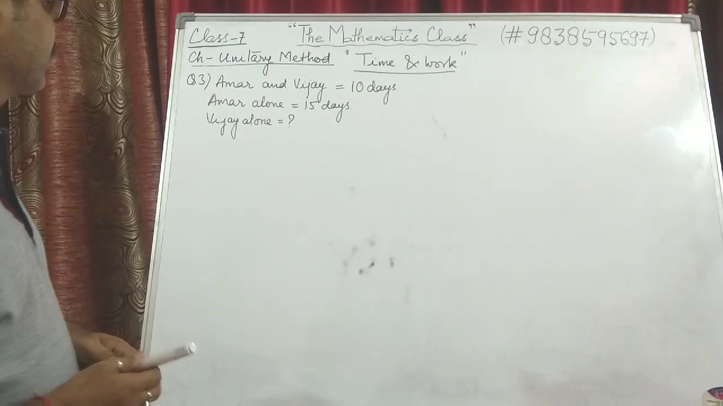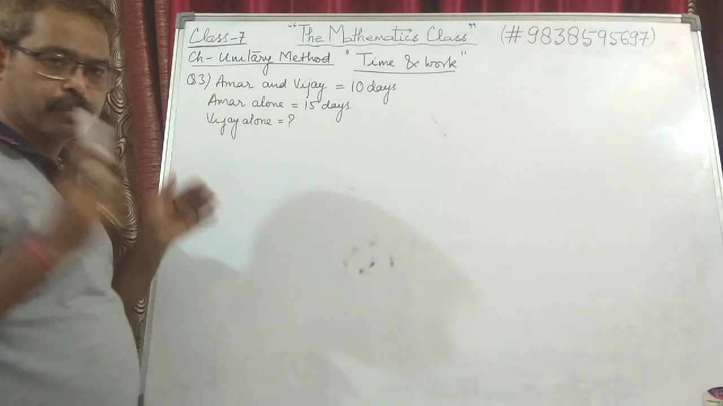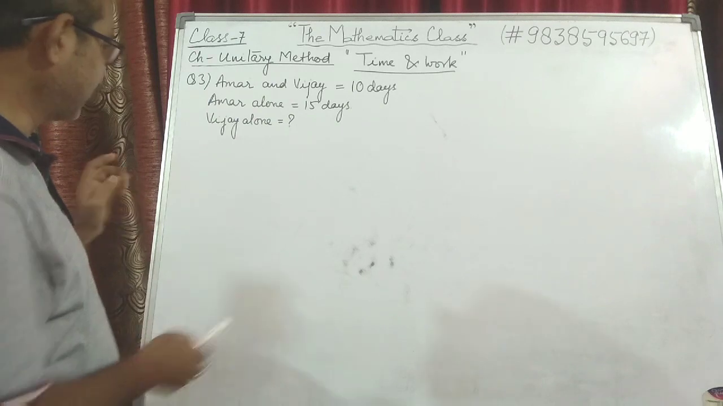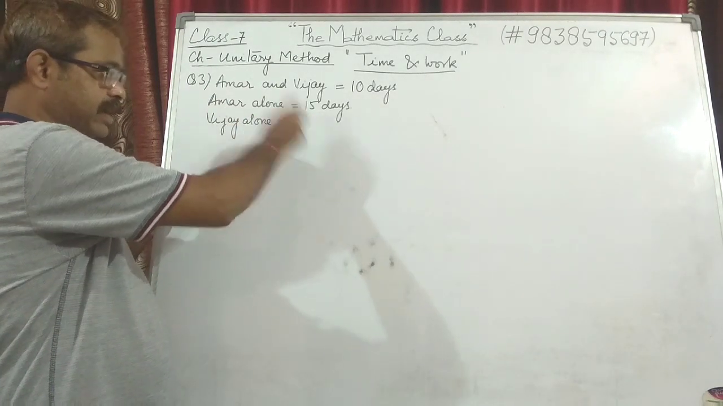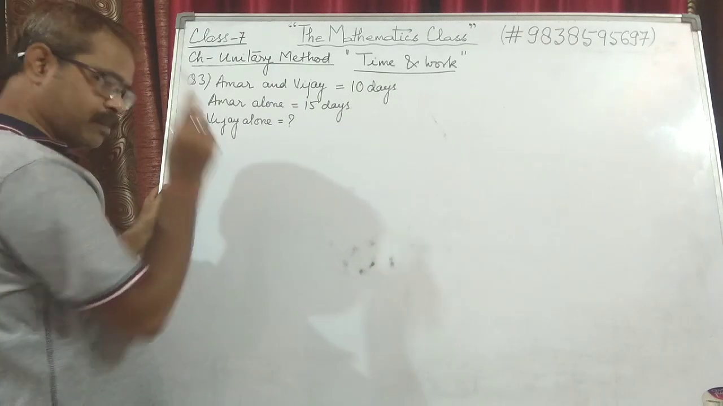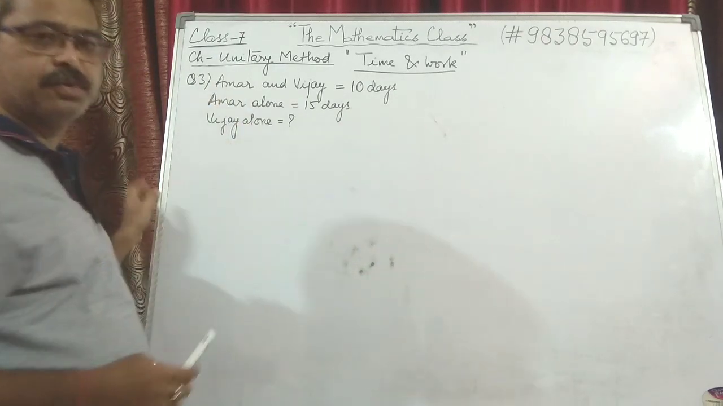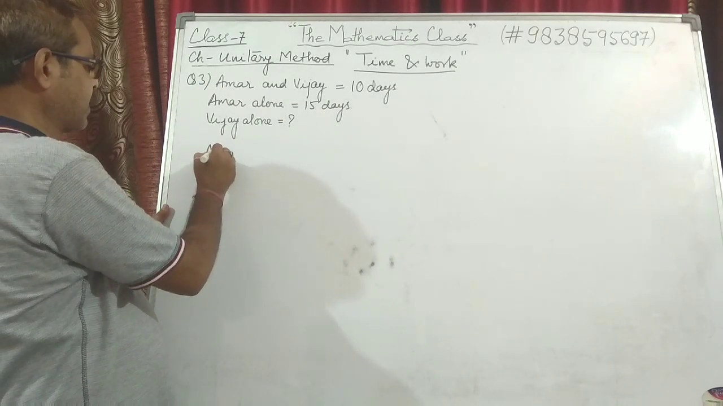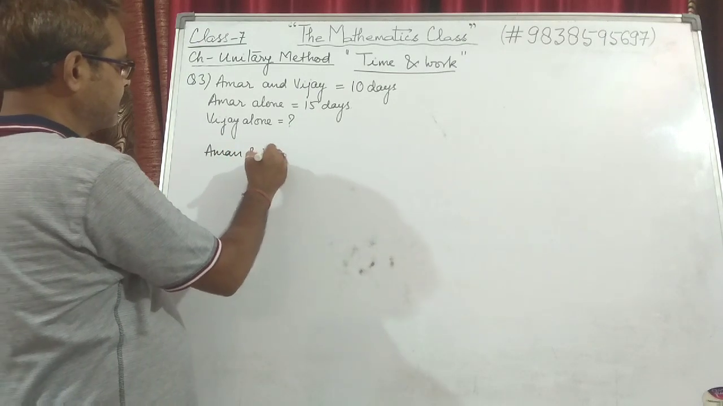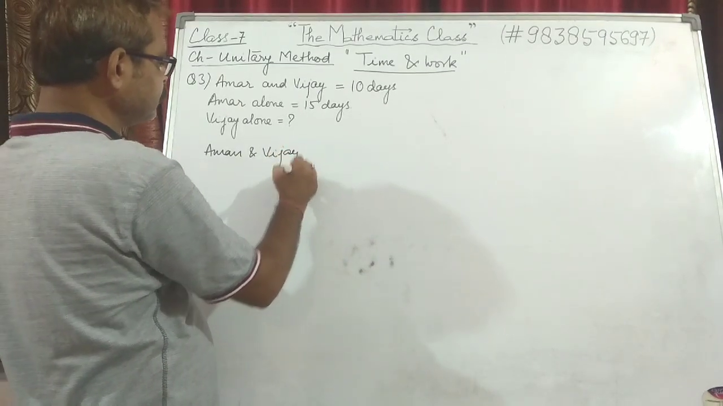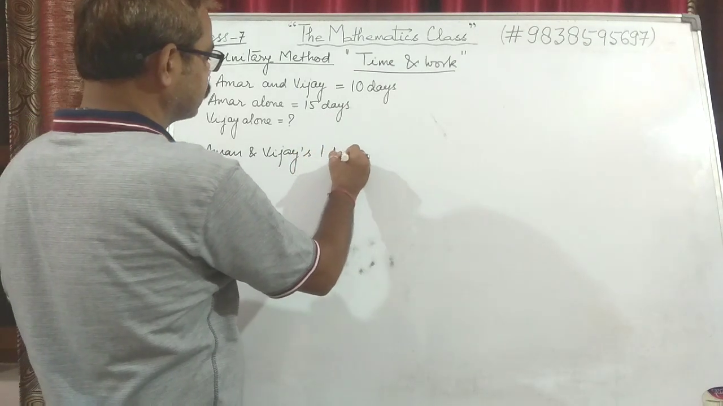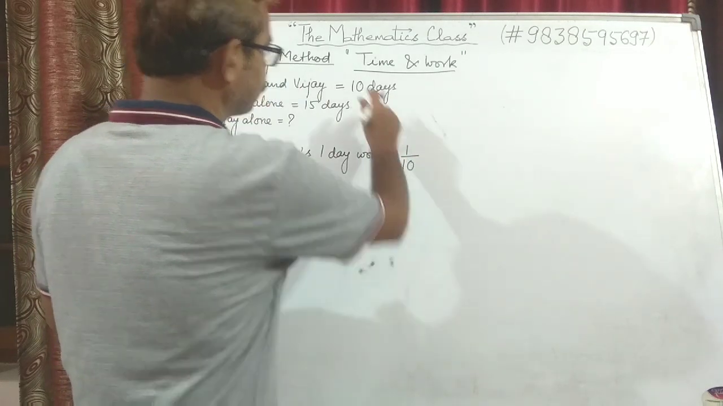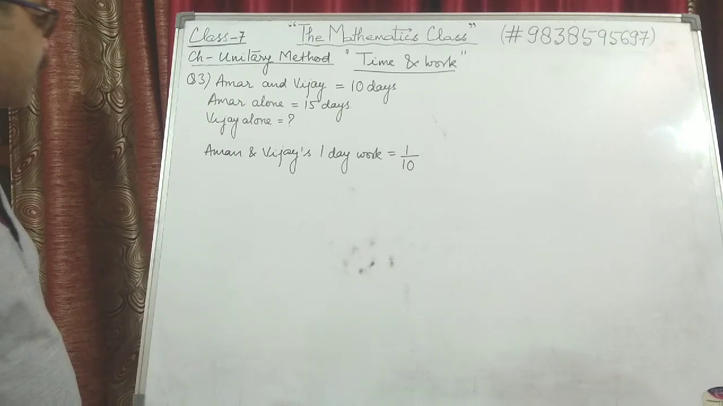Now question number 3, they say Amar and Vijay both can together complete a work in 10 days. But Amar alone takes 15 days to complete the work. You have to find how much time will Vijay alone take to complete the same work. So from the first statement we can say Amar and Vijay's 1 day work will be 1/10 of the total work.